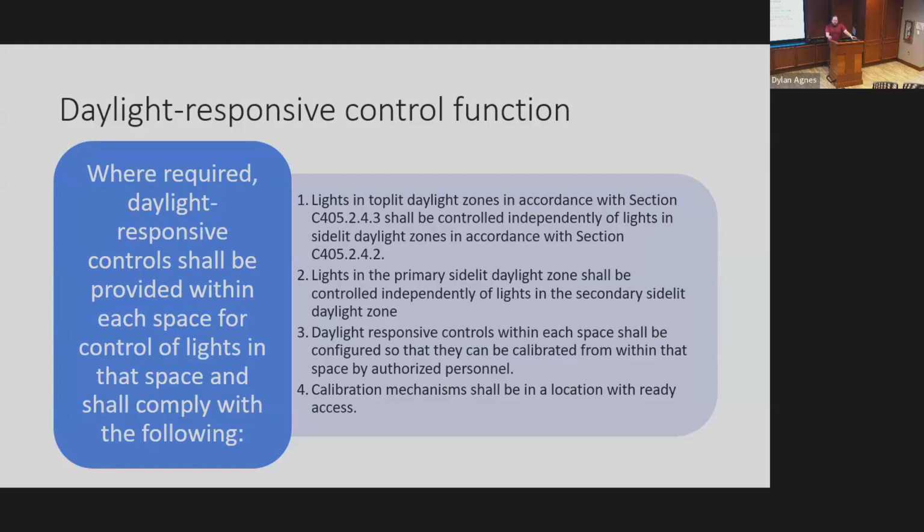Lights in the primary sidelit daylight zone shall be controlled independently of lights in the secondary sidelit daylight zone. So you can have one sensor for almost all of your primary zones, and one sensor for almost all of your secondary zones. I say almost because that's a variable. It depends on the orientation of your space and how big it is. Daylight responsive controls within each space shall be configured so that they can be calibrated within that space by authorized personnel.